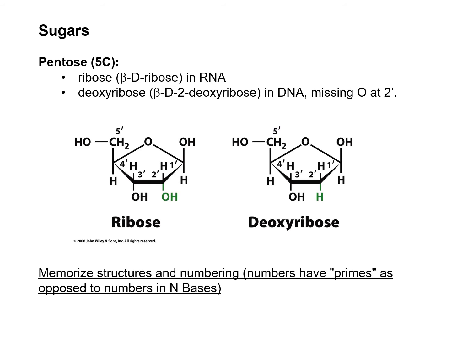And again, you should memorize all the structures of ribose and deoxyribose, as well as the numbering conventions. And keep in mind that they have primes after the numbers on the sugars, as opposed to nitrogenous bases, which have only numbers.